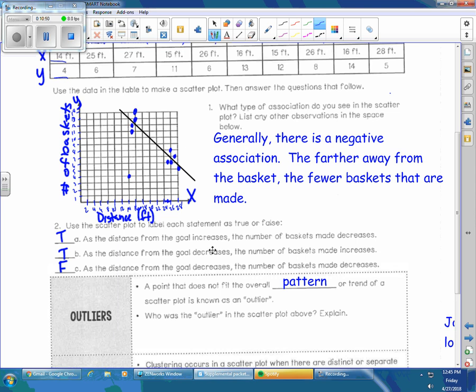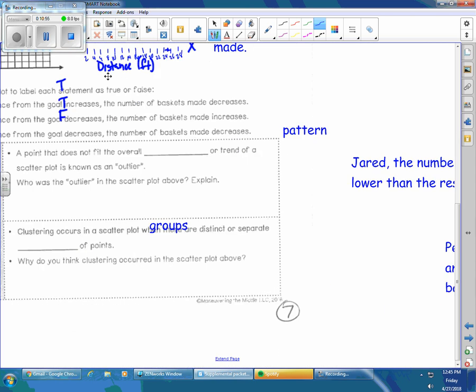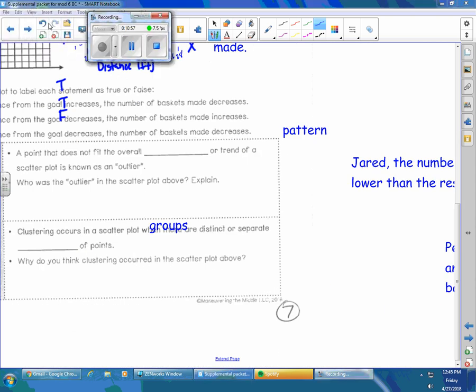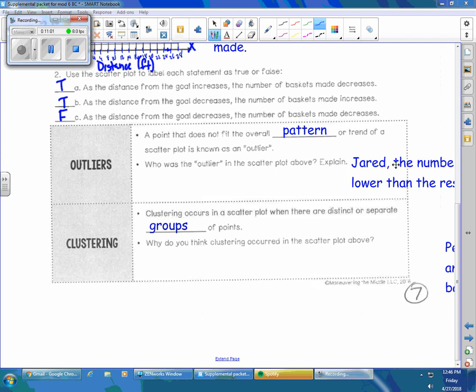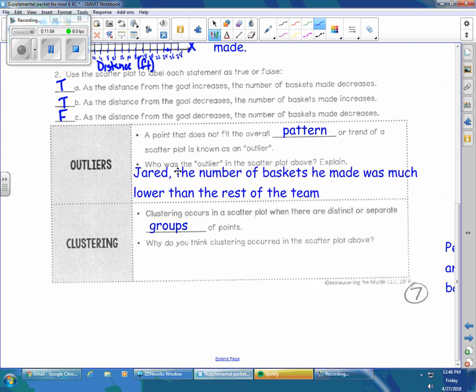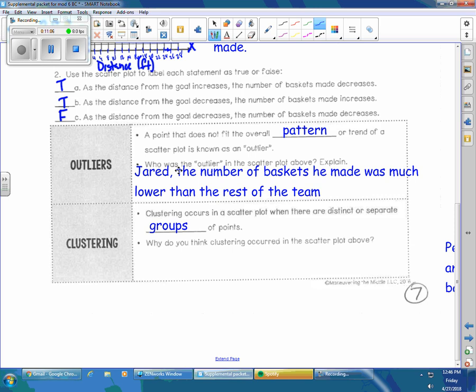I can't speak very well. So who is the outlier? It was Jared. That is not what I wanted to do. Let me undo that. Okay. So Jared, the number of baskets he made was much lower than the rest of the team.